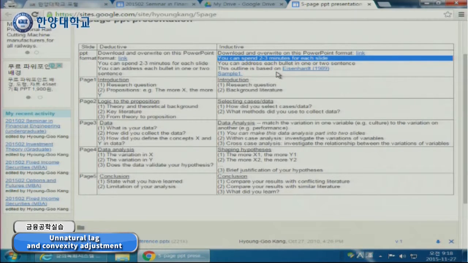Then you may need some theory. So it depends on your hypothesis. Anyway, whatever you find, there must be a literature. If you go to the literature, there are some results similar to your finding and some results different from your finding. Then you have to discuss both of them.